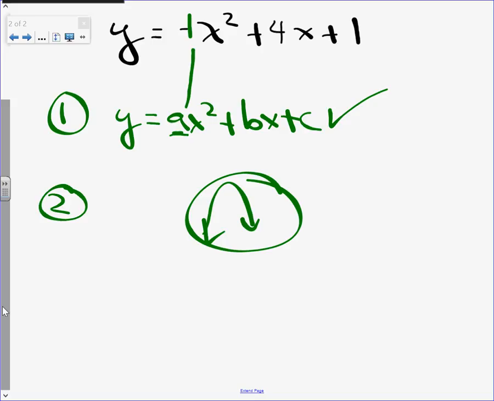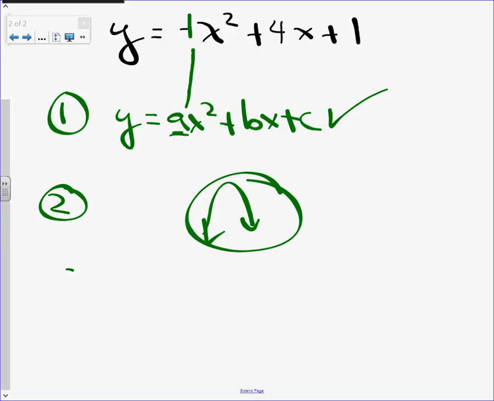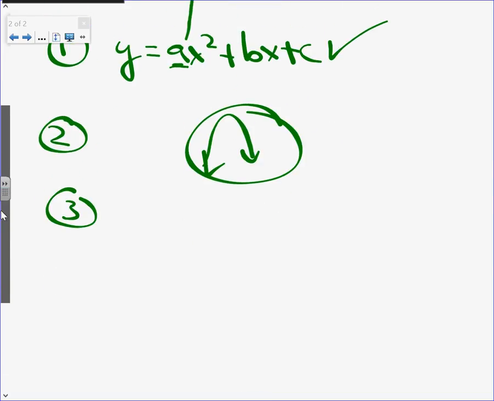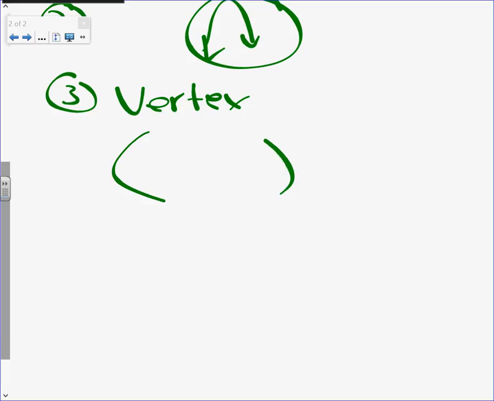Morales, can you read step three for me? Beautiful. Vertex time is the right time. Here we go. Negative b over 2a is a recipe for the x coordinate, and then the y is whatever the function is at that x value.